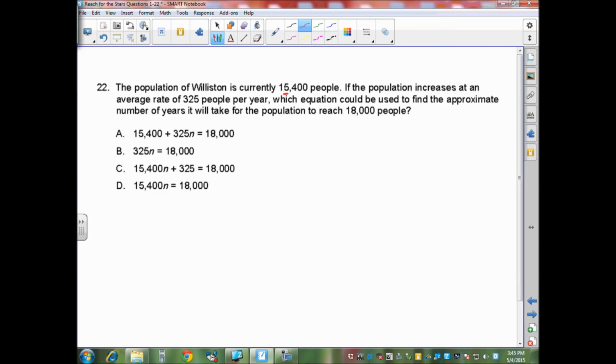Here we currently have that many people. We're given a rate of change of that per year, and we want the number of years it will take for the population to reach 18,000 people. Well, first of all, we want a rate of change to be 325. Automatically, we know the answer is either A or B because it's written as a rate of change. Your answer is A because you're starting out, your y-intercept is this amount. You are adding 325 people per year, and altogether that will put you to 18,000.